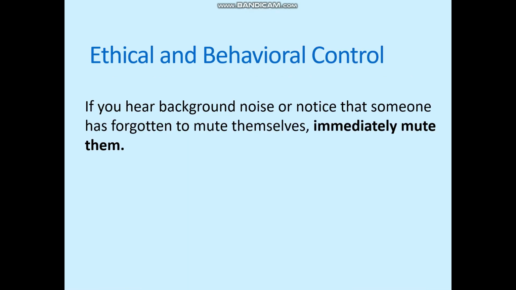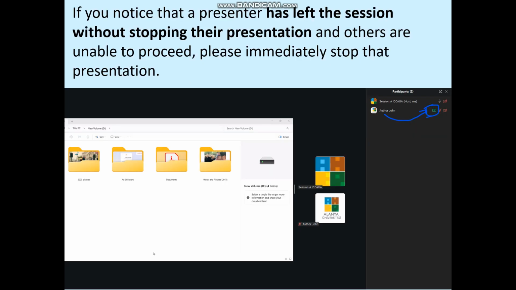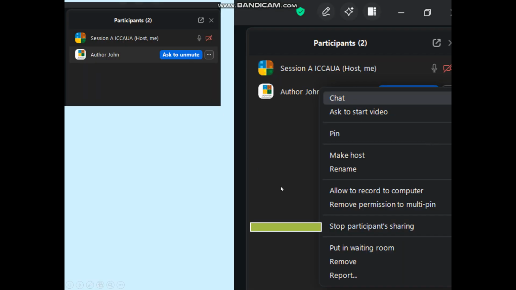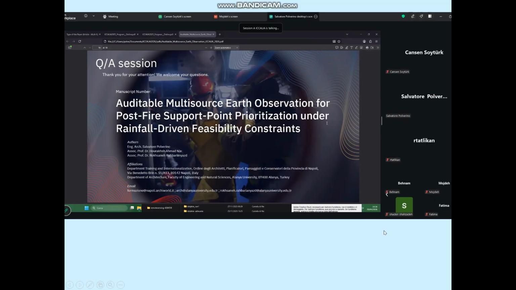Ethical and behavioral control of the authors is your responsibility. So if you realize that somebody didn't mute themselves or didn't stop their sharing immediately, for example, as I mentioned at the beginning, go to authors, you will see the green button, which means that the author is sharing without permission. So immediately stop that sharing by going to the name, then the three dots, and from the three dots find the author, for example John, and go to stop sharing.